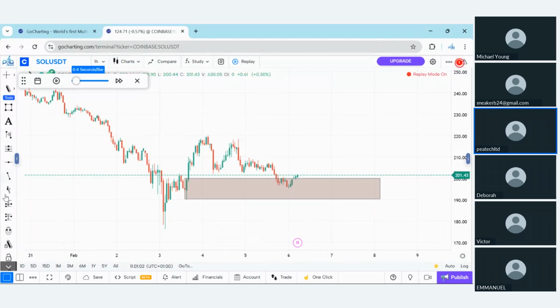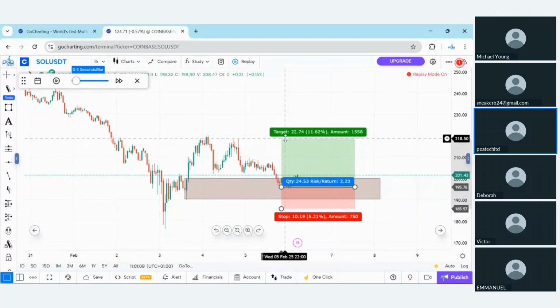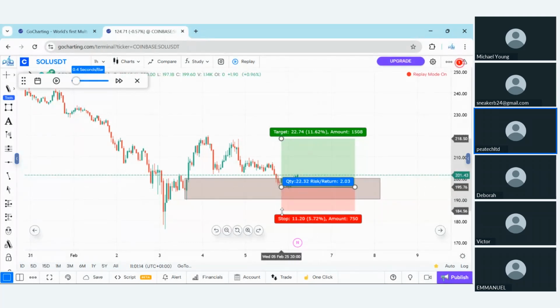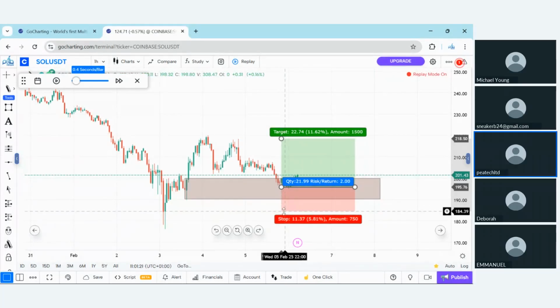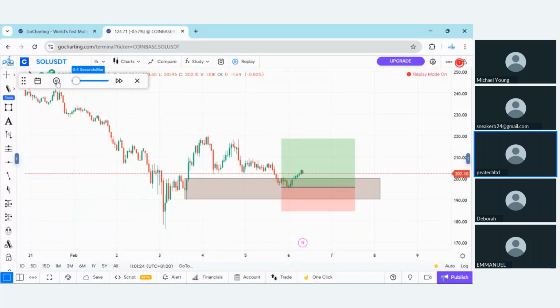So now we have the market coming inside our zone. So we can take our entry, and we put our stop loss somewhere below and take profit at the top. Let's see what happens when it starts moving.